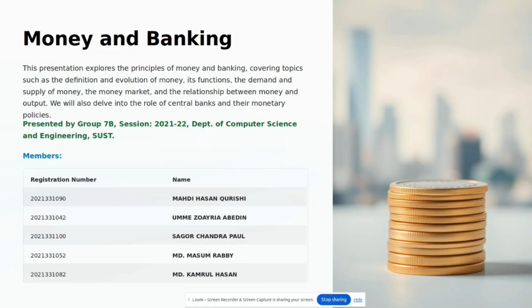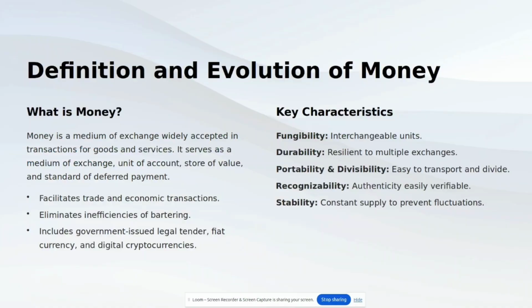I am here to present for the ECO 105D assignment, and I am assigned to Chapter 7, Money and Banking. So, today we'll discuss what is money, its definition, and how it works.